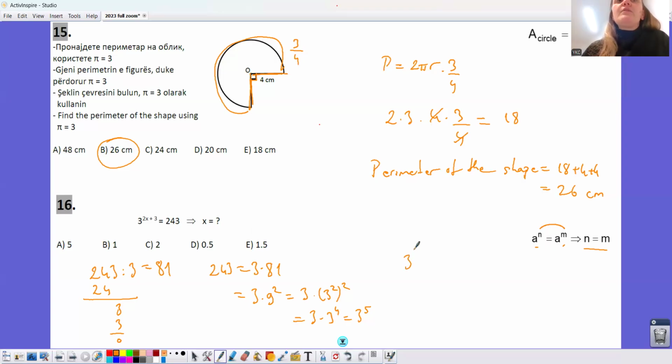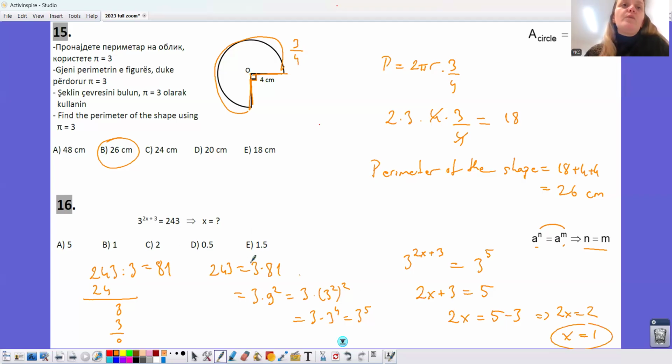So our equation becomes 3 to the power of 2x plus 3 is equal to 3 to the power of 5. Now I have same bases. I will equalize the powers and it will be 2x plus 3 is equal to 5. Now this is a linear equation, unknowns in one side, knowns in the other side, and it will become 2x is equal to 2, so x is equal to 1, which is B. This is the 16th one.